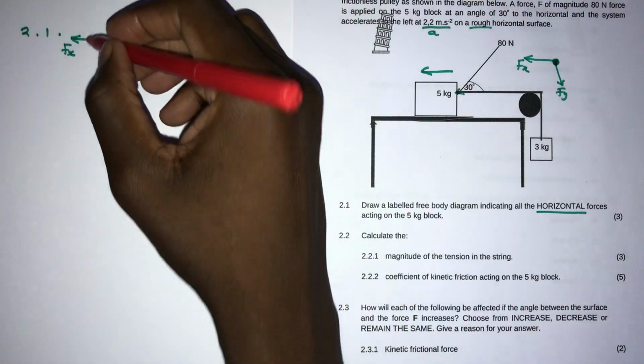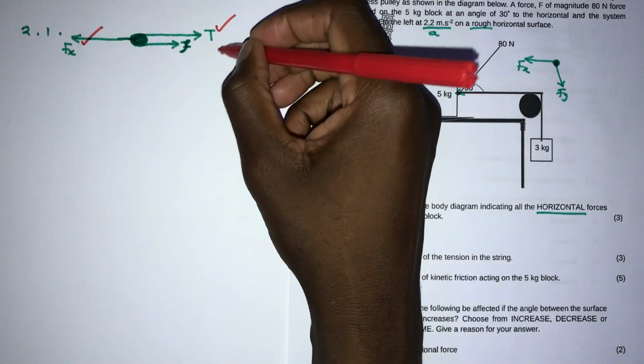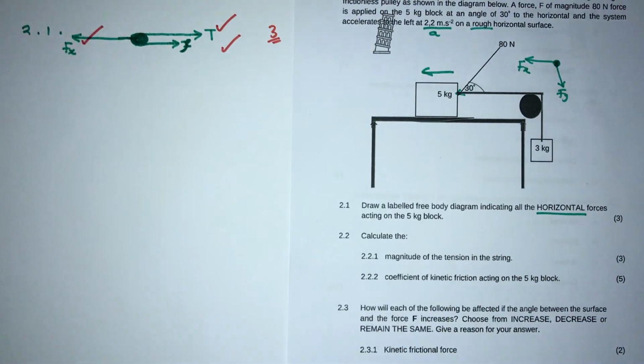So the mark allocation will be this way. You have 1, 2, 3. So this is your 3 marks, right? Okay. So 2.2.